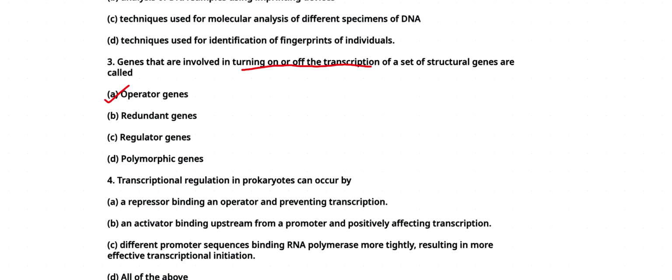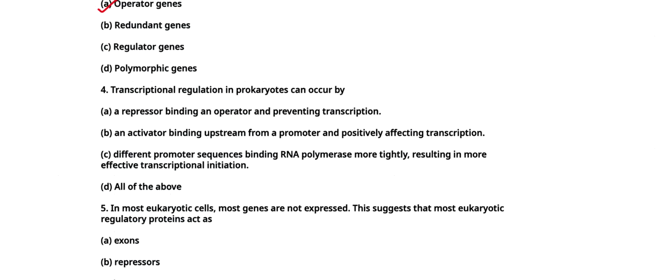Our fourth question is transcriptional regulation in prokaryotes can occur by a repressor binding an operator and preventing transcription, an activator binding upstream from a promoter and positively affecting transcription, different promoter sequences binding RNA polymerase more tightly, resulting in more effective transcription initiation, or D option is all of the above. So the answer will be 4, all of the above.